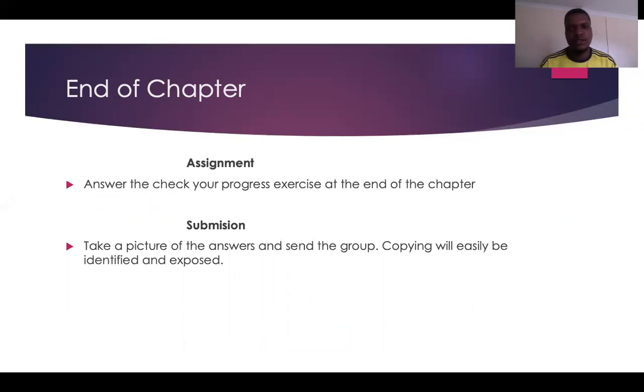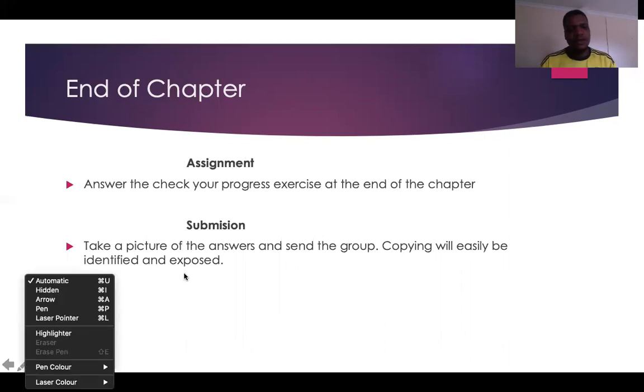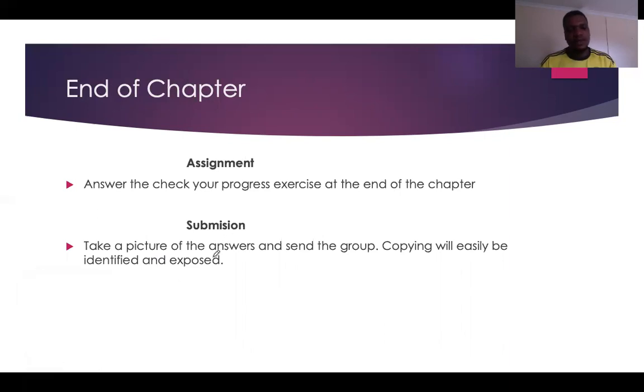And also as for your assignment, you're going to look at the check your progress exercise that is at the end of the chapter. Please don't ask me the page. You know the chapter we're looking at. So just go into that chapter. At the end of that chapter, look at the check your progress. Then you do that exercise. For submission, you answer this exercise, then you take a clear picture, please, and send it to the group, not to my inbox, because I will be confused. Send it to the group.